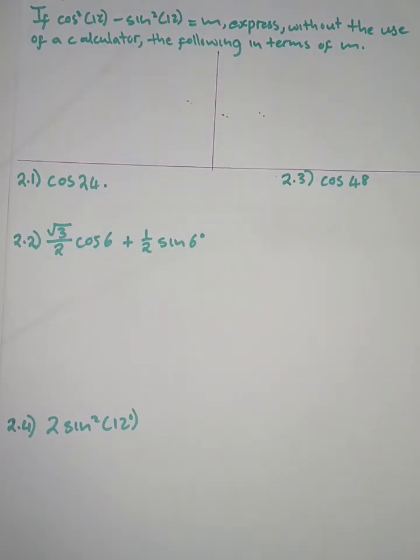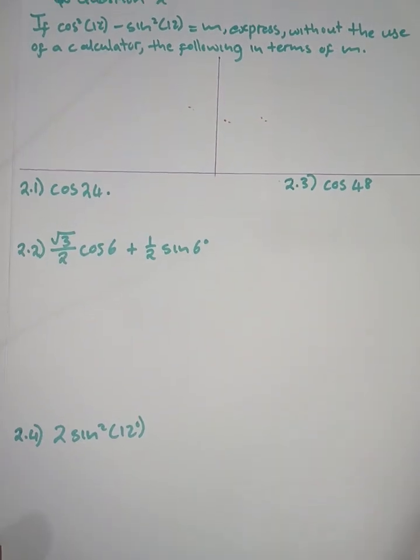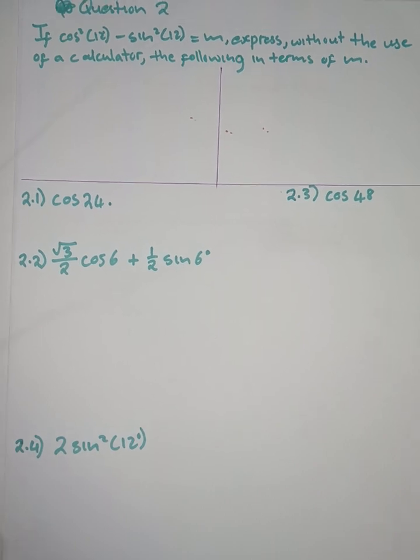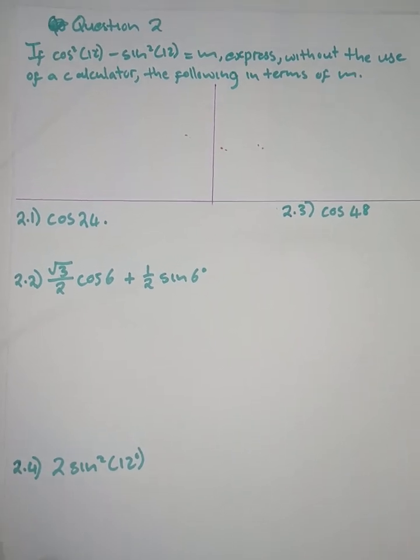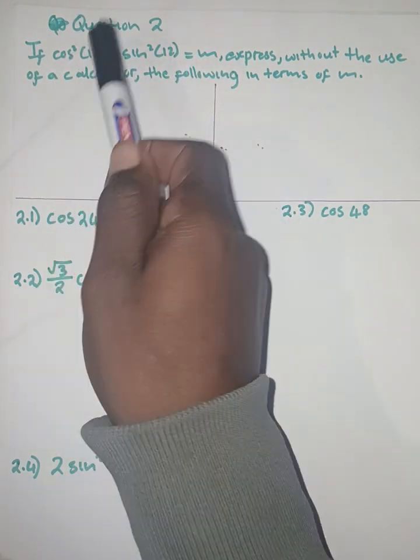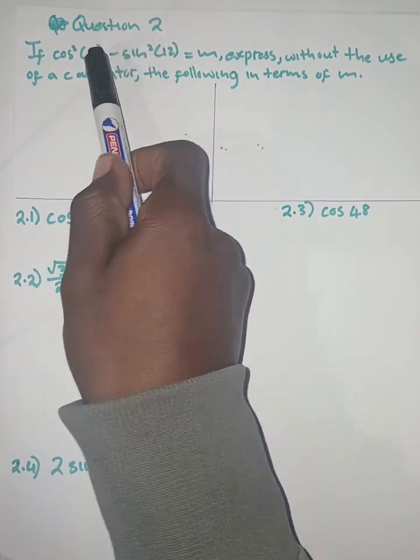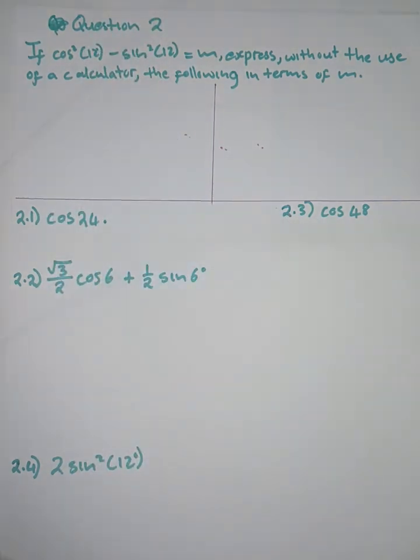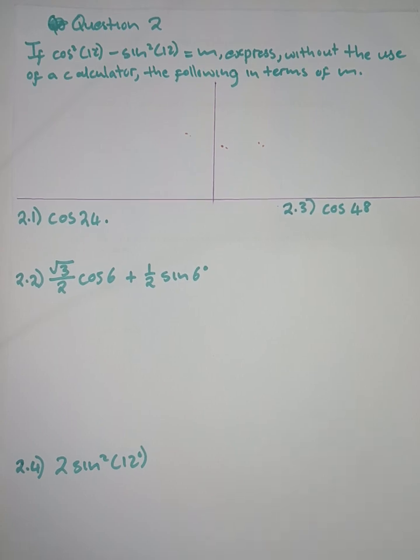So what we have: they say if, of course, sine of 12 degrees, I hope this is visible, equals m, and the expression cos squared 12 degrees minus sine squared 12 degrees is given. Express without the use of a calculator the following in terms of m.